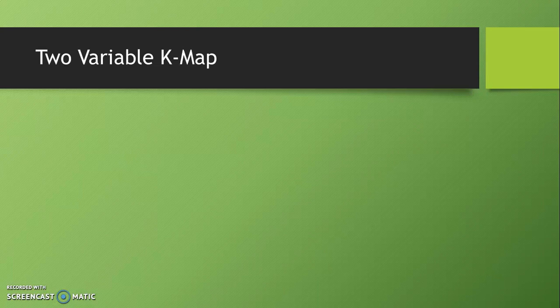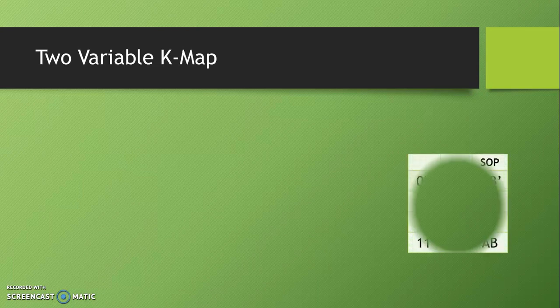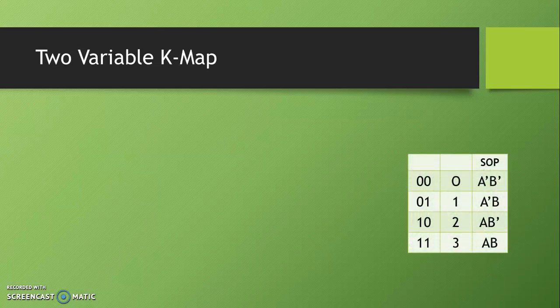Now let us construct the K-map for 2 variables. In case of 2 variables, we know that we have a total of 4 cells, 2 rows and 2 columns. But before that, let us have a truth table. In case of 2 variables, we have 4 different possibilities: 0 0, 0 1, 1 0 and 1 1. The equivalent decimal numbers are 0, 1, 2 and 3.